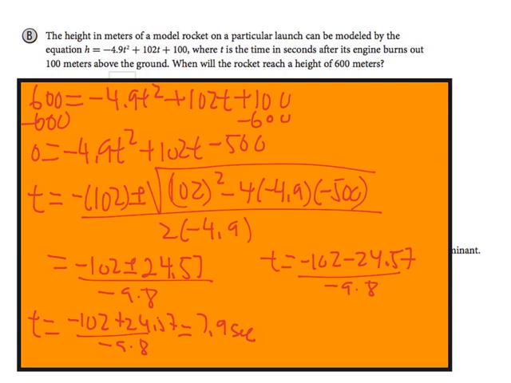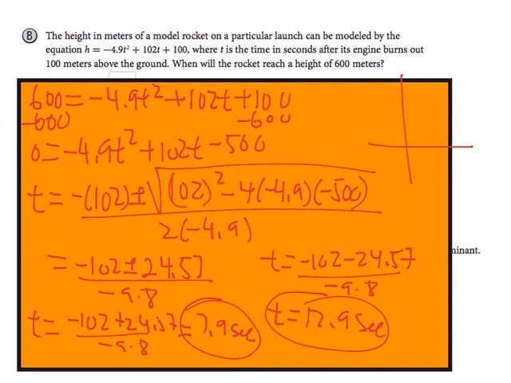2 minus 24.57 divided by negative 9.8. So then we have t equal to 12.9 seconds. Right? Okay, so then we have two times for t, at 7.9 seconds and 12.9 seconds, which means that we're getting the time for the rocket.